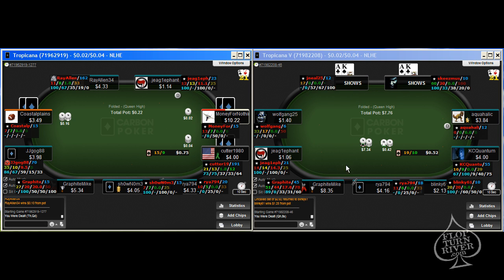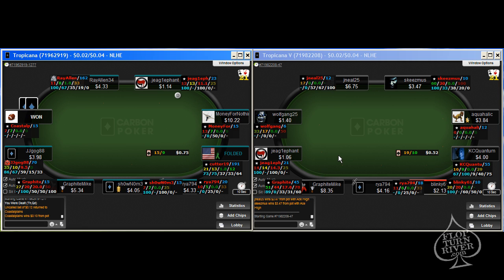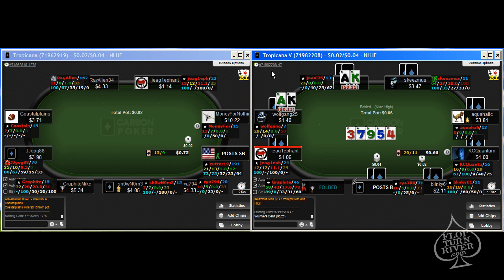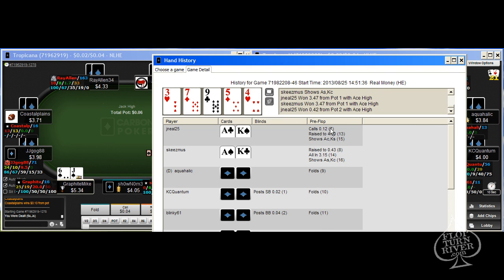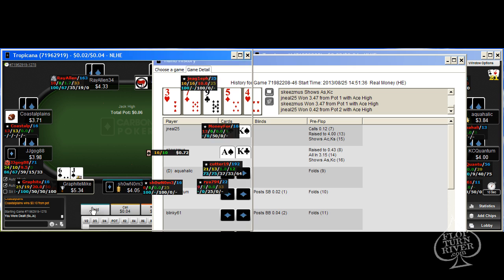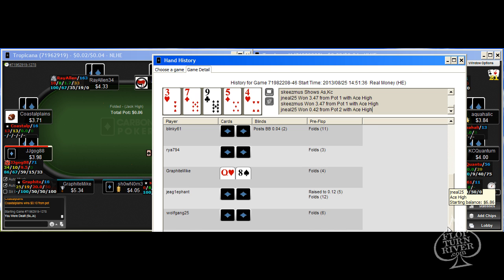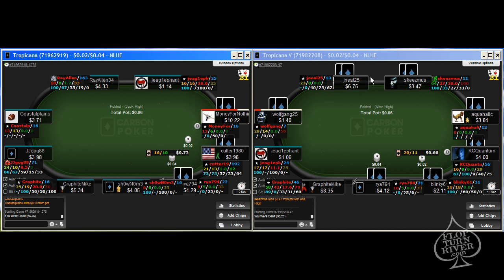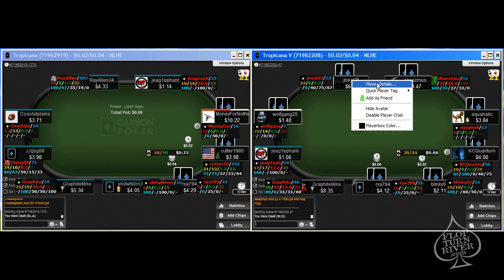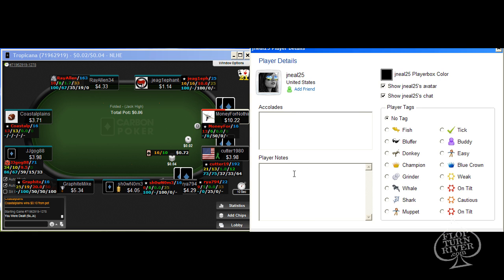And what happened here? This guy flatted and back raised, I think, with ace king. This J Neal 25 guy. I'm going to look at that hand history just to be sure. Let's see, pre-flop. What happened? Okay, someone raised. Yeah, he flatted, and then when someone 3-bet behind him, he back raised. We can make a note on that.